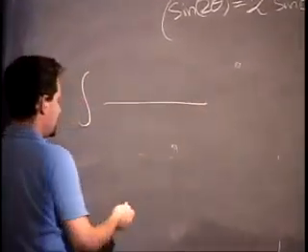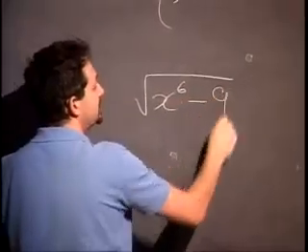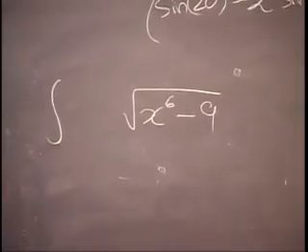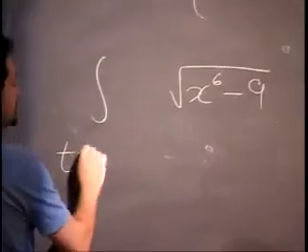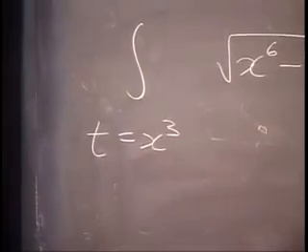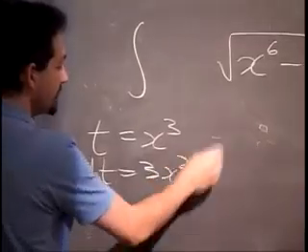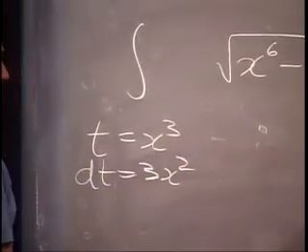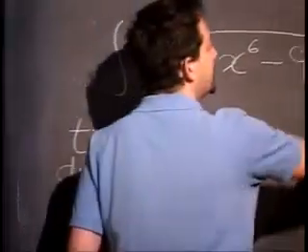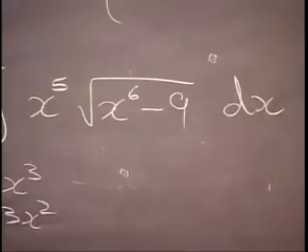So the question is, suppose that your integral involves something like x to the 6th minus 9. What I would try to do first is substitute t equals x cubed. That's what I'd really want to do. Now, for this to work, I'm going to need an x squared sitting around. Now, let's suppose this was the problem. I don't know if this is going to work out, so I may not finish it. But suppose it was the integral of x to the 5th times the square root of x to the 6th minus 9.